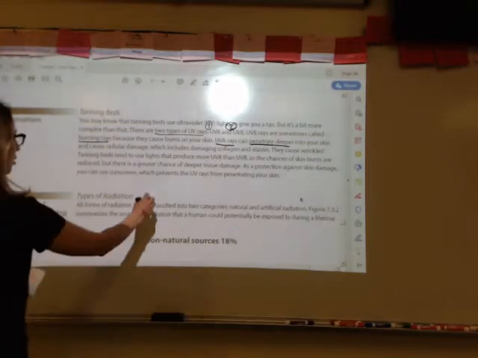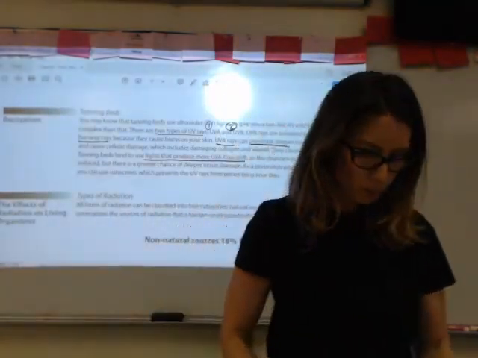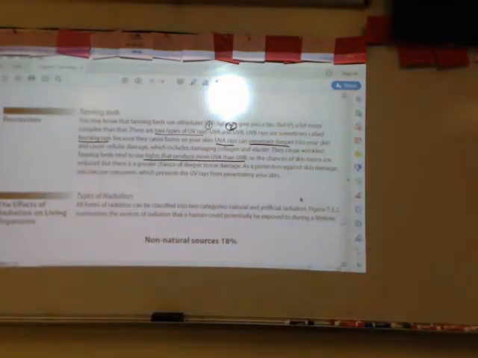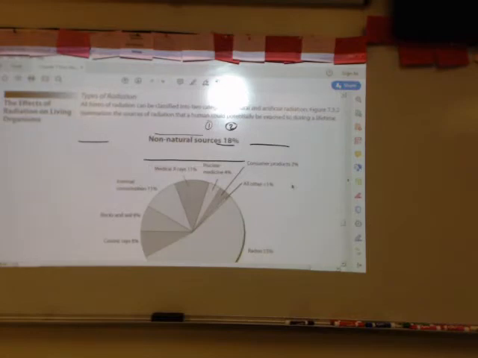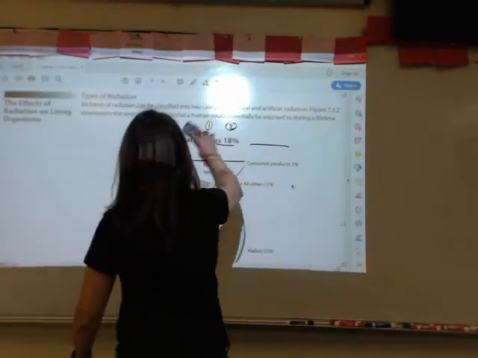Tanning beds tend to use lights that produce more UVA than UVB rays. So the chances of skin burns are reduced, but there's a greater chance of you getting deeper tissue damage. So if you want to protect against skin damage, you can use sunscreen, which is going to prevent UV rays from penetrating your skin. Now let's talk about the effects of radiation on living organisms.